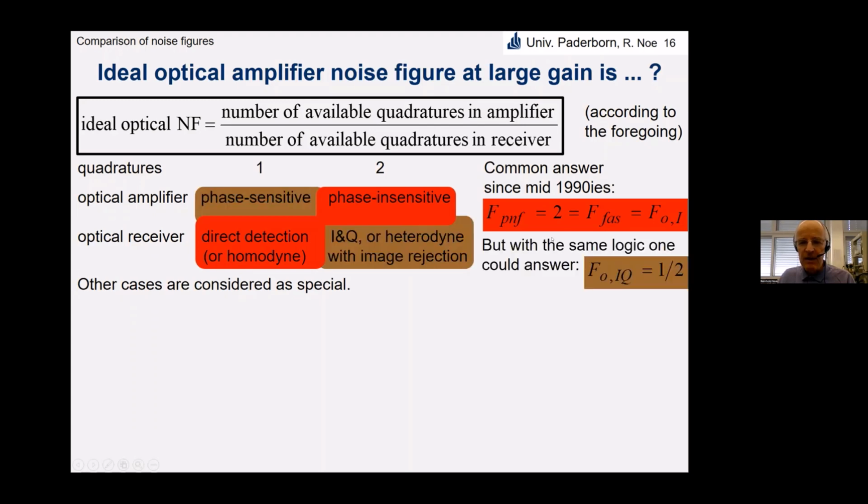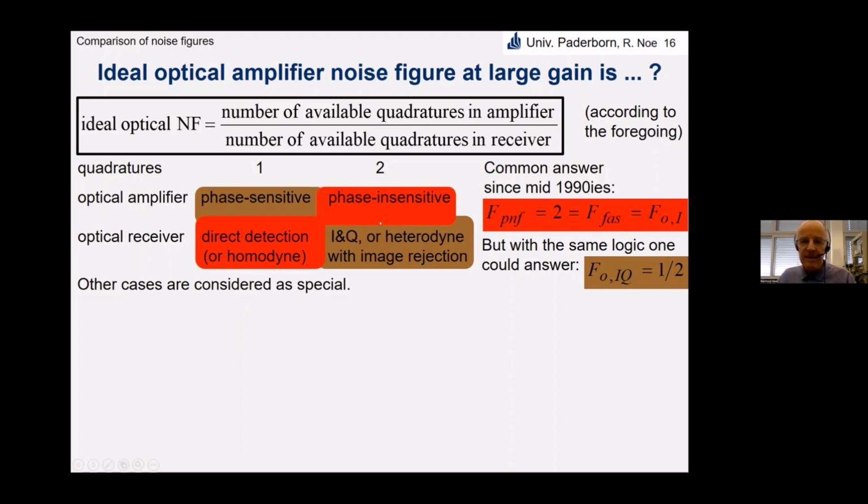But with the same right, I could say, wait, the normal case is that I have 2 available quadratures in the receiver and I have a phase sensitive amplifier. In that case, my ideal optical noise figure equals 1/2. Of course, this is rubbish and this is rubbish. Or I shouldn't say rubbish, but it does not make sense.